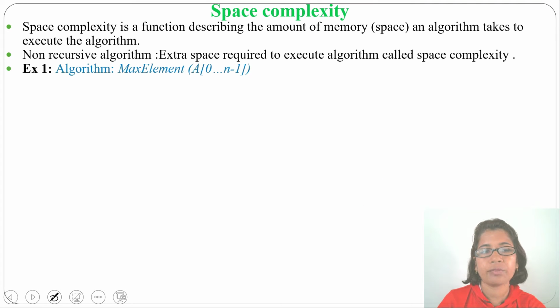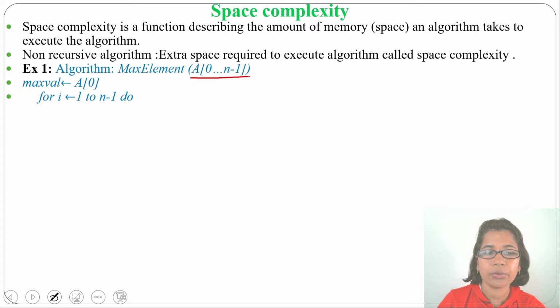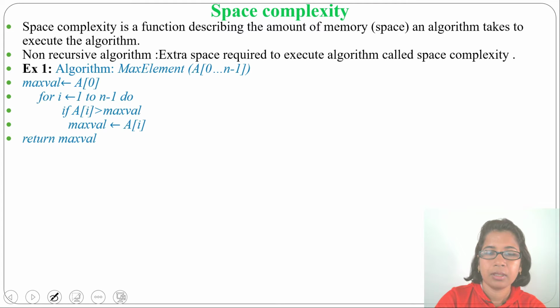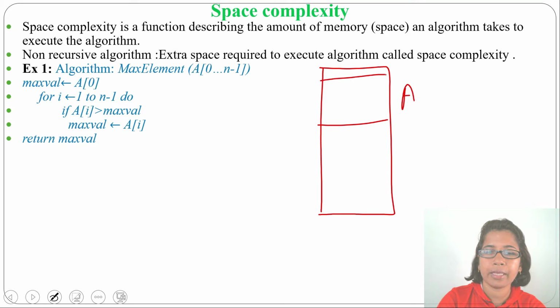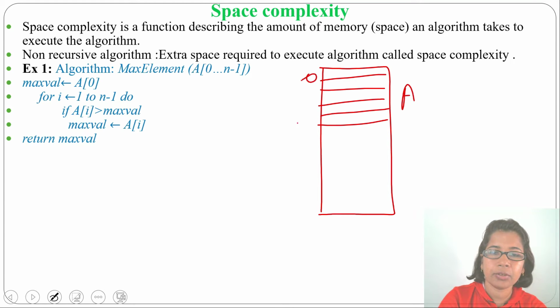Example 1, it's for finding max element from an array, and as a input one array is given. Now we'll consider max value as A of 0, means first element. Then for I equals 1 to n minus 1, do if A of I greater than max value, max value will be A of I, and return max value. Let's consider this is the memory, and as an input array A is given. Its index is 0 to n minus 1.